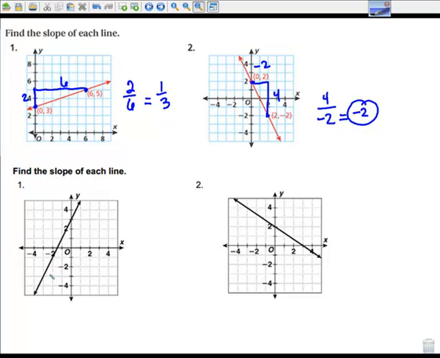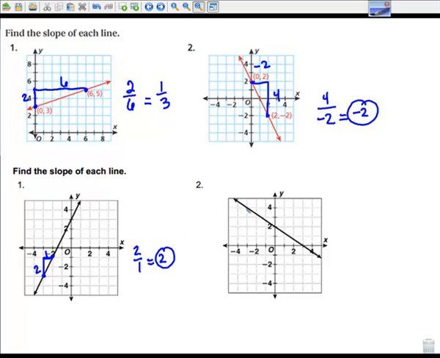So now this one, we haven't given you any points, so you just pick 2 random points on the line. I like to pick points that have integer values. So now I'm going to rise 2 and run 1. So 2 over 1, or just 2 for the slope.